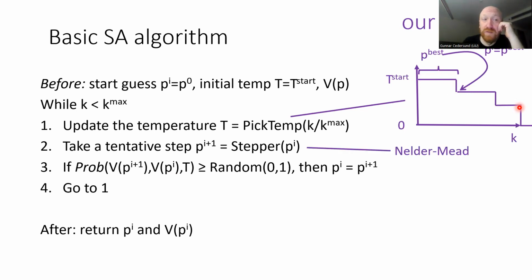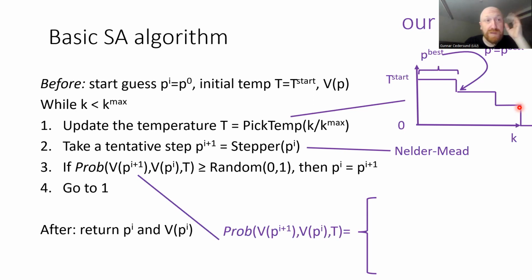The stepper, step 2, the one to provide some kind of tentative step, is this Nelder-Mead simplex that might take a corner of the triangle and reflect it, or that might take the best point and after a reflection, if it's a good improvement, then it steps more in this direction. This simplex approach is the one that's used to take the tentative steps. And then for the probability calculation, you have probability 1 if it's an improvement. So if the new tentative step is lower than the previous one, then you take it.